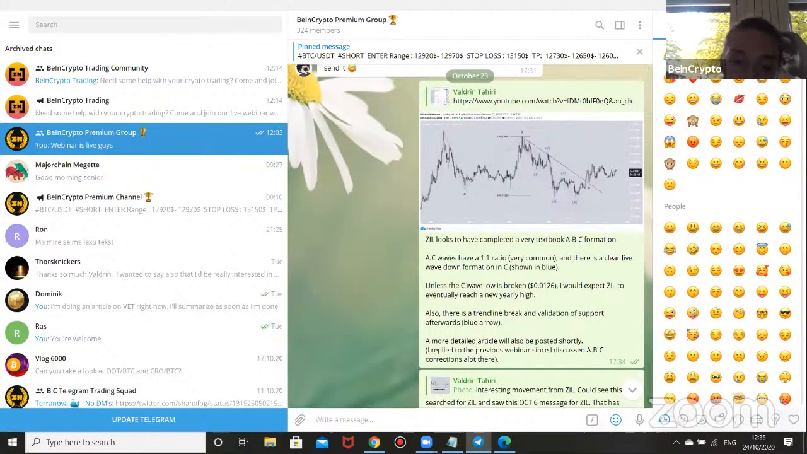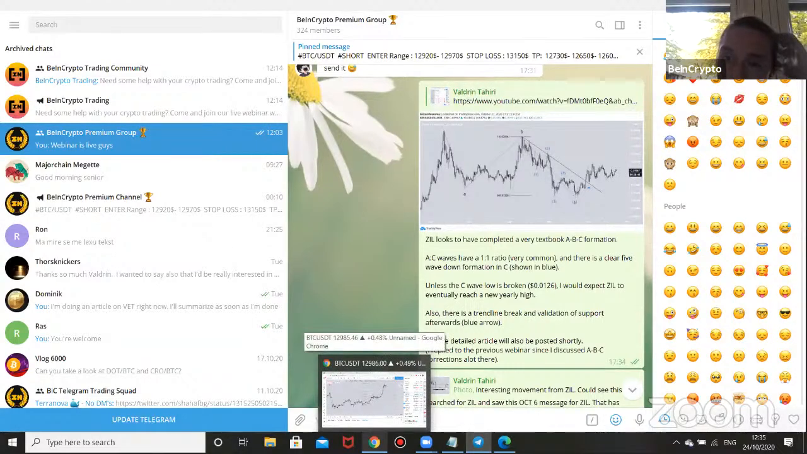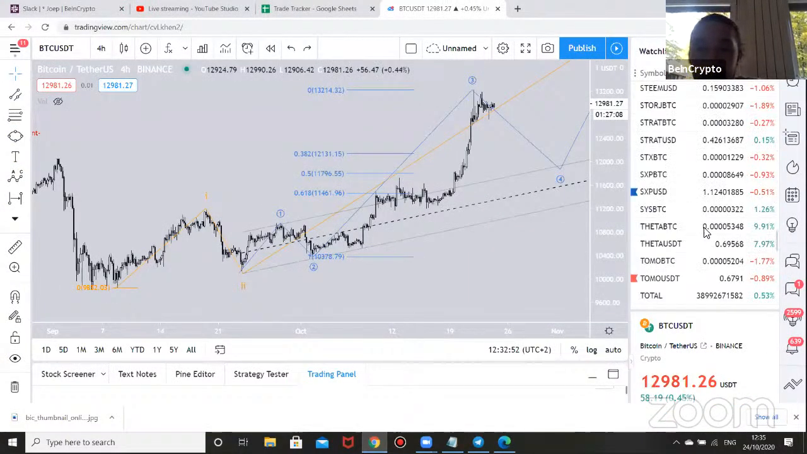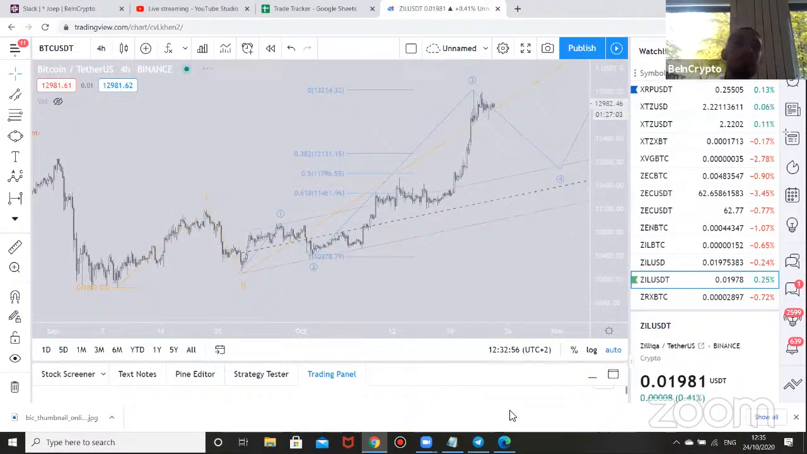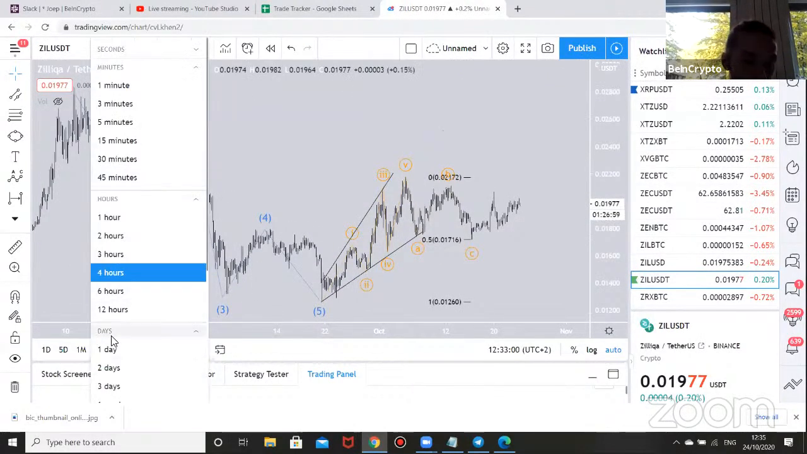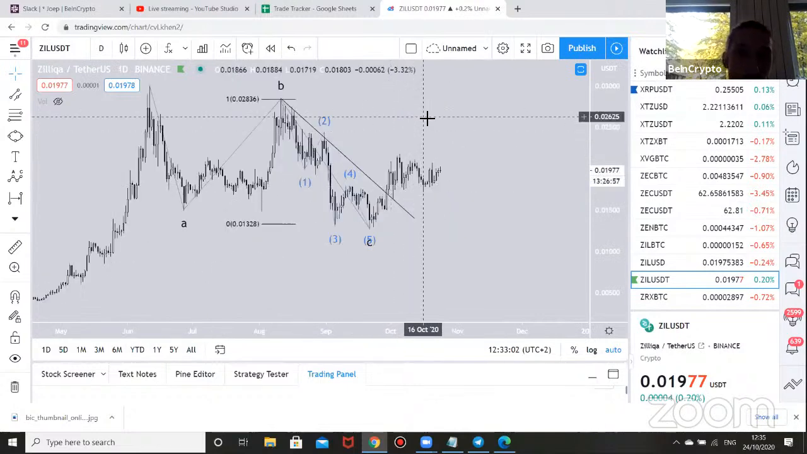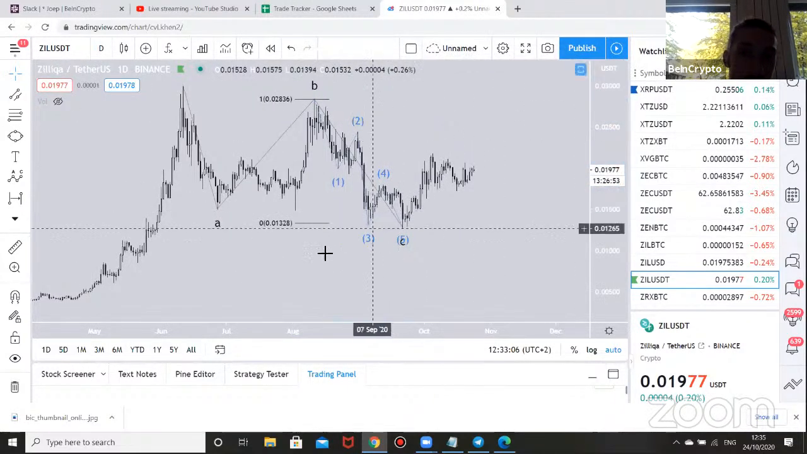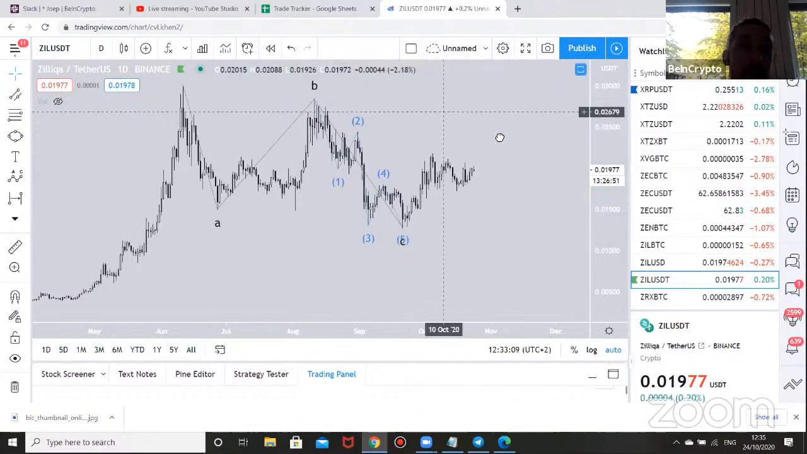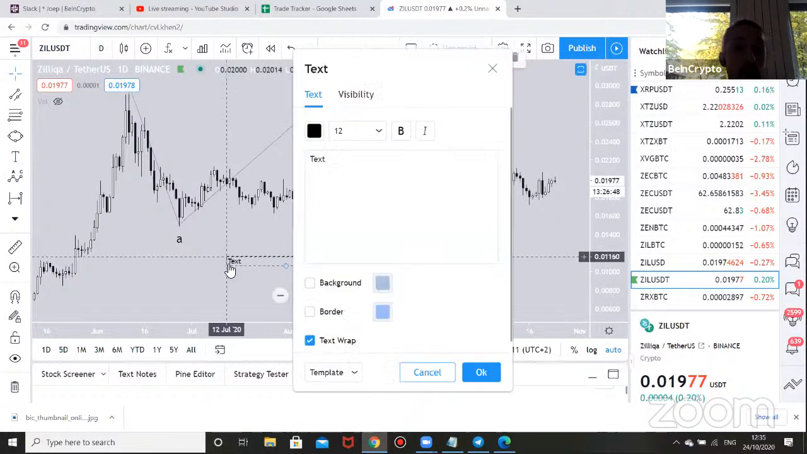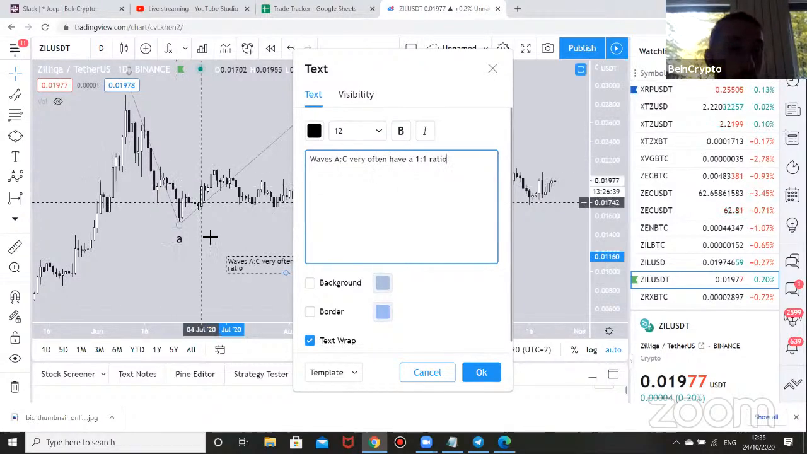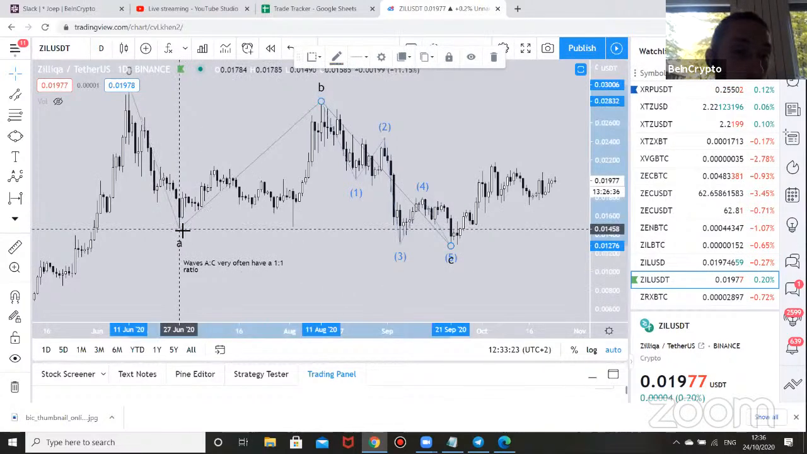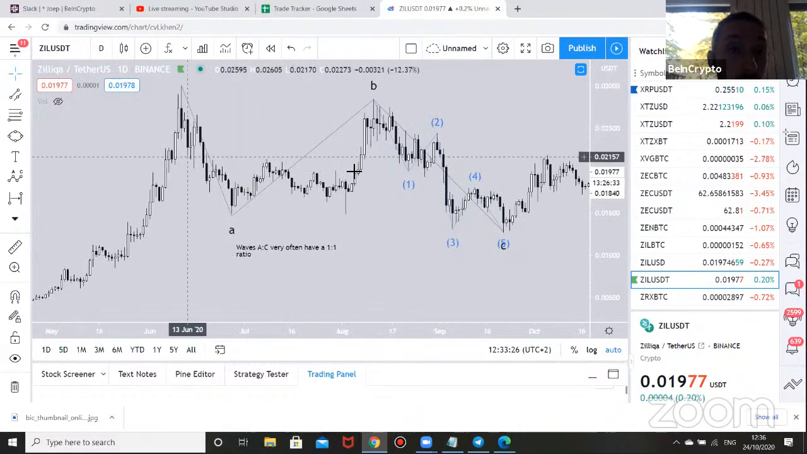Now, here is ZIL. Okay, yeah, let's do ZIL. Here it is. Okay, now, in the case of ZIL, I think it did an extremely textbook ABC formation. Now, again, that's an ABC wave. In this case, this was correct.